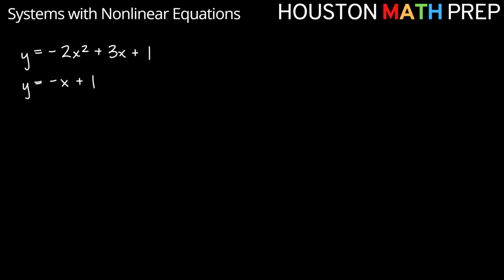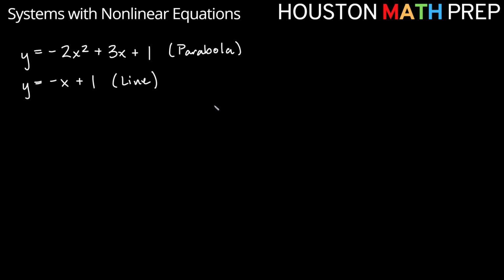Looking at our first system, we have y equals negative 2x squared plus 3x plus 1, which is a parabola, or the graph. And then we have the equation y equals negative x plus 1. This looks like mx plus b form here. The graph of this equation will be a line. So we have a parabola and a line. Now it's possible the line misses the parabola entirely, or just brushes one point on the parabola, or intersects it twice.